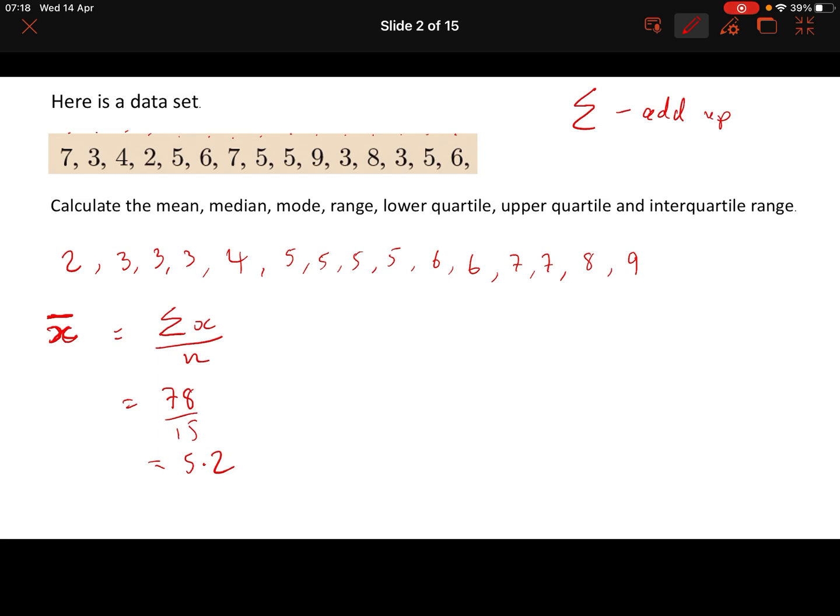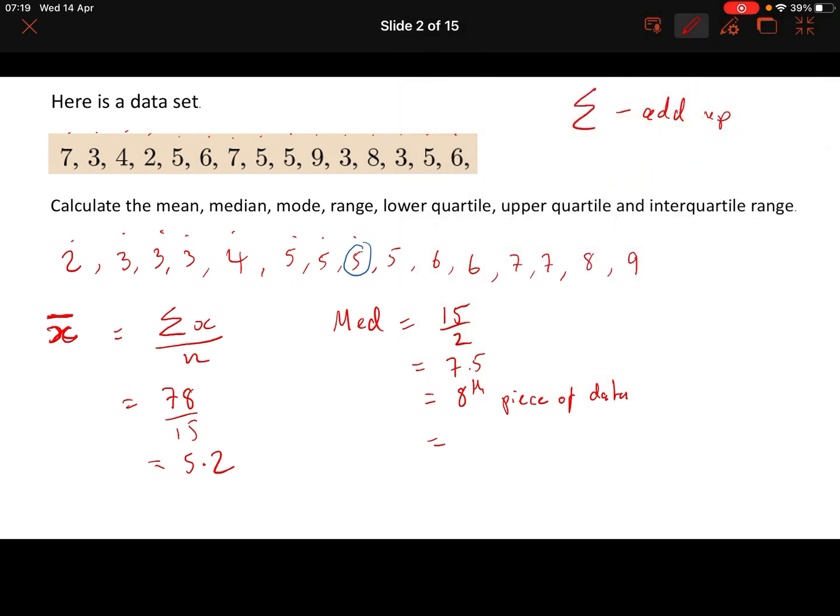Median. Now the median is simply the middle number, isn't it? Okay, you've got 15 bits of data. So what you can do is say, well, what's halfway through? 15 divided by 2 is 7.5. So what we always do really is round up. So if it's 7.5, therefore we want the 8th piece of data. If you think about it, the 8th number is going to be bang in the middle. So 1, 2, 3, 4, 5, 6, 7, 8. The 8th piece of data. It's right in the middle there.